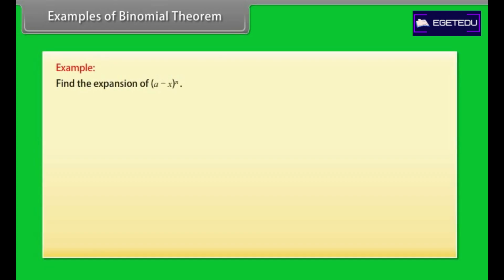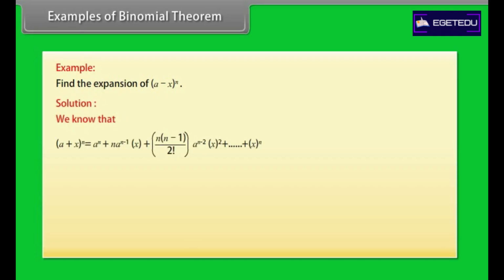Examples of the binomial theorem. Example: find the expansion of (a − x)ⁿ. Solution: we know that (a + x)ⁿ is equal to aⁿ + n × a^(n−1) × x + n(n−1)/2! × a^(n−2) × x² and so on up to xⁿ. Put x = −x in the above expansion.